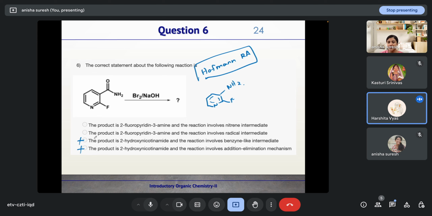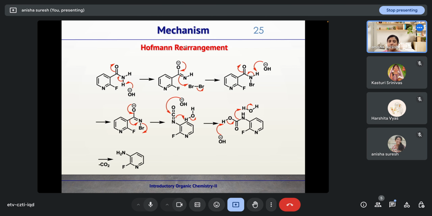Option A. Option A is the right answer. So we can see the mechanism. So in Hoffman rearrangement, in the presence of a base, this proton is an acidic proton. It will be abstracted and this enolate sort of intermediate will form. This upon falling, here the nitrene is forming. Okay, N minus.